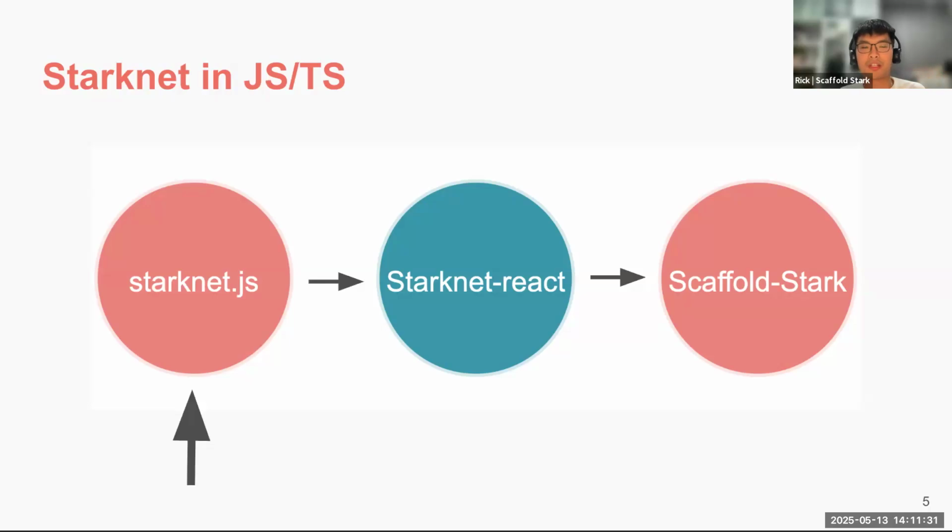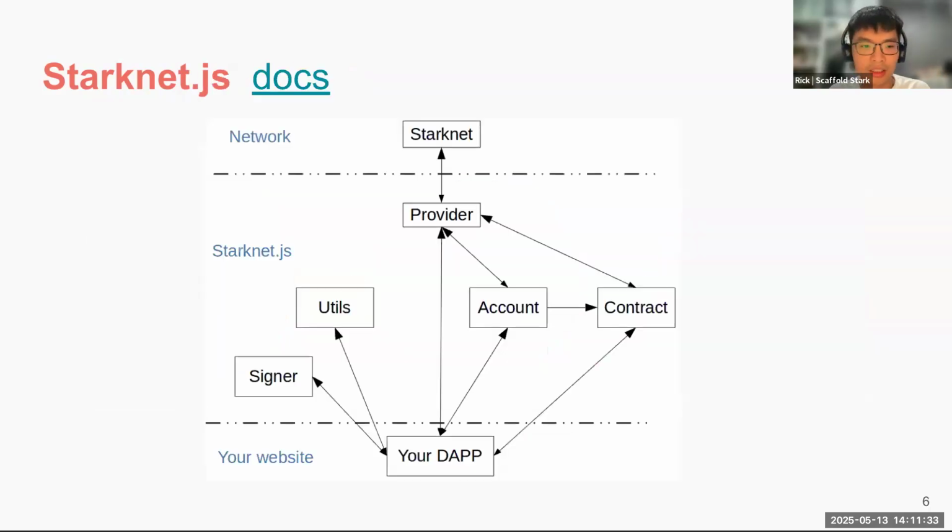I'm going to go into a bit more detail on what Starknet.js is. Starknet.js is basically the lowest-level library that will help you talk to your smart contracts in Cairo. It does a lot of basic things for you, for example account management, RPC calls, signing your transactions, and utilities like parsing data types and addresses, etc. So it's a very powerful set of tools.